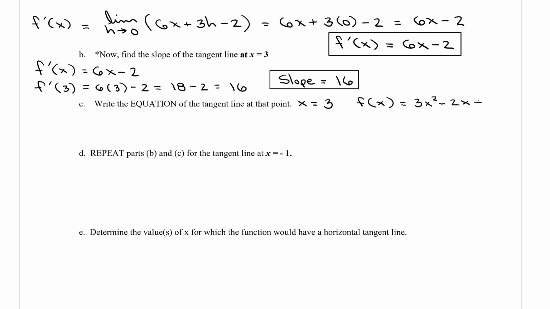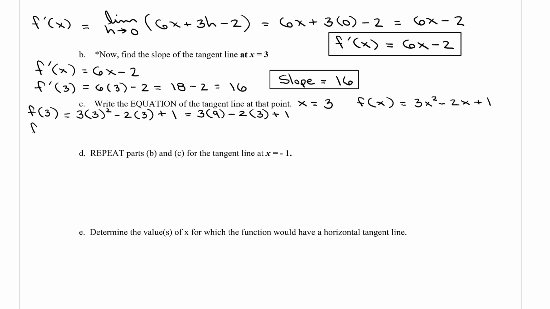I know that my equation is f of x equal to 3x squared minus 2x plus 1. So if I substitute x equal to 3 into that original function, I should be able to get the y coordinate of my point. f of 3 is going to be equal to 3 times 3 squared minus 2 times 3 plus 1. Let's simplify this. So this is going to give me f of 3 is equal to 3 times 9 minus 2 times 3 plus 1.